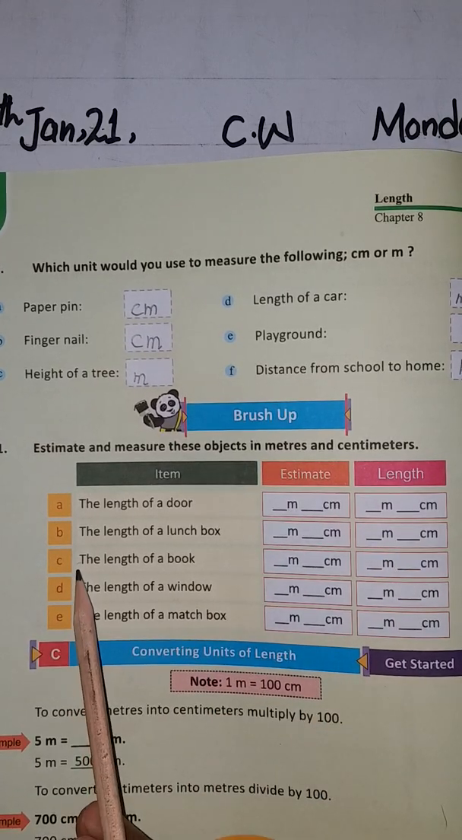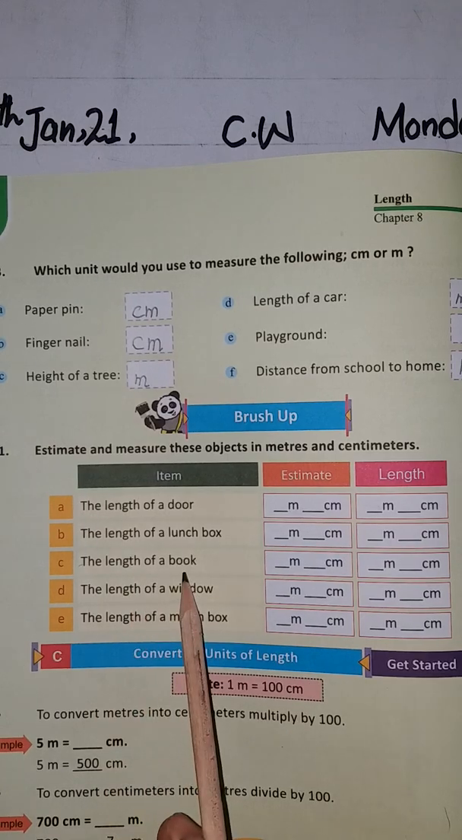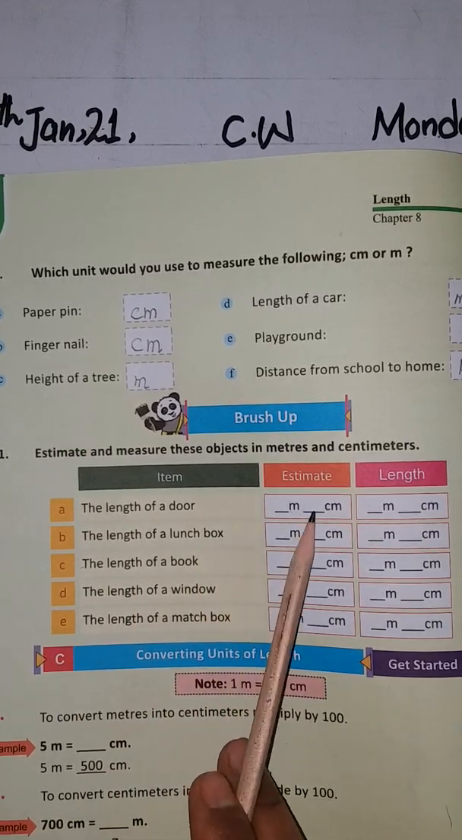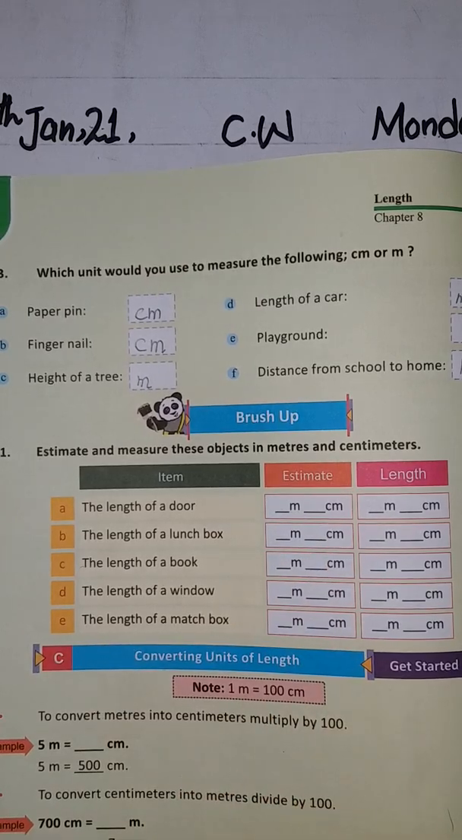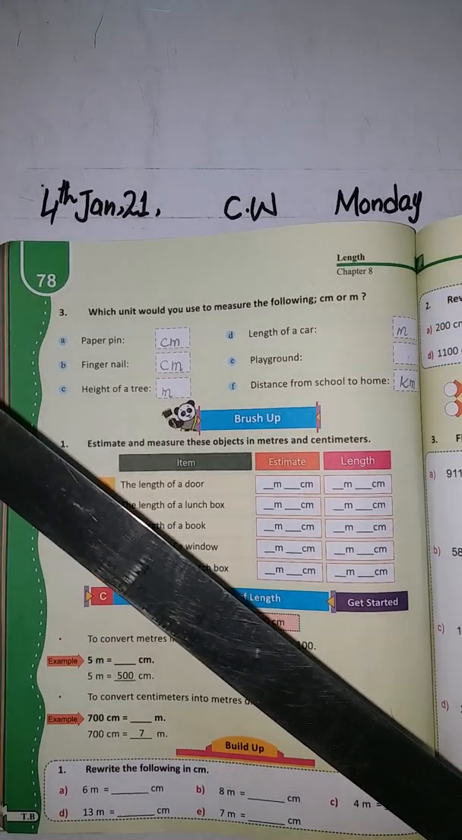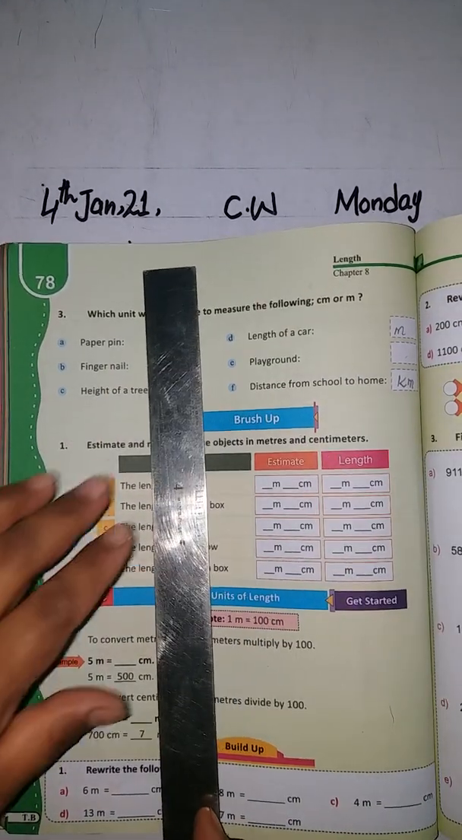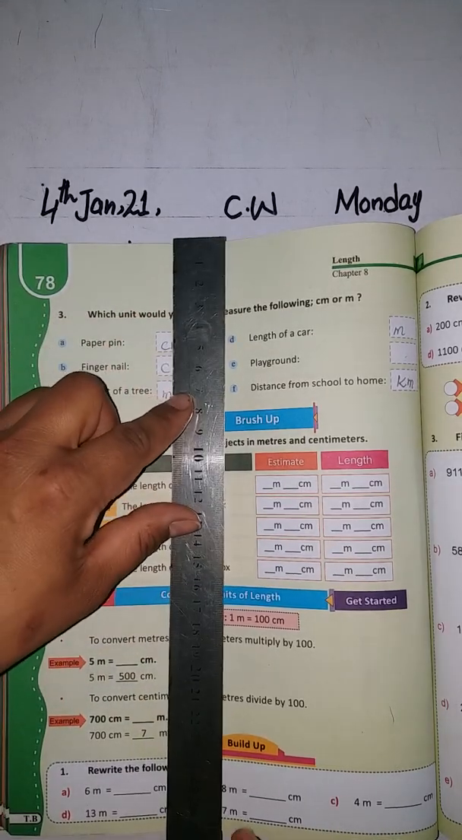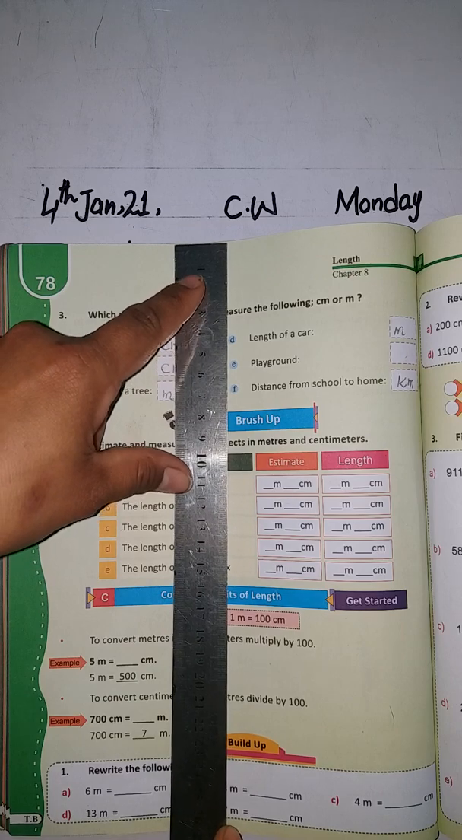Next, C part, the length of a book. You can measure the length of a book. Let's measure the length of a book. I will measure it for you. This is the scale. You can use scale for measuring the length of the book. So how would you measure? This is the length of the book. You can put the scale properly. Put like this, in this, from this side.